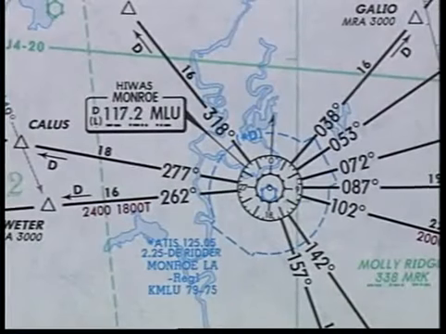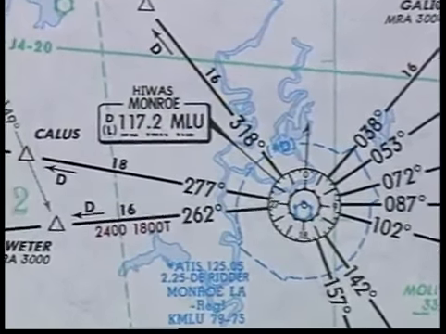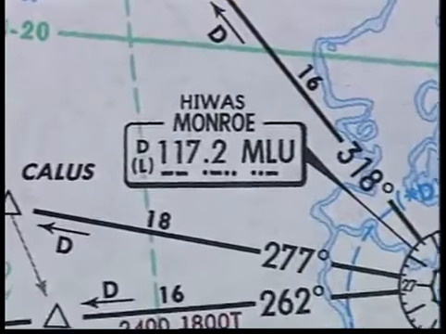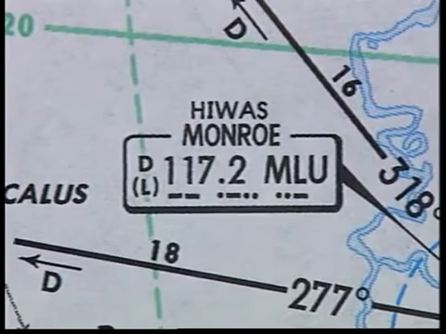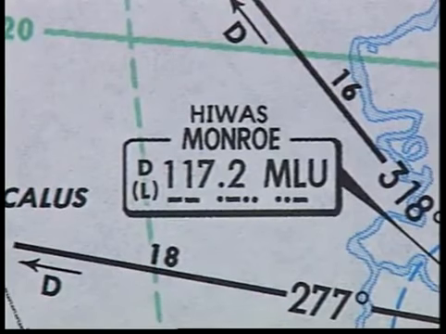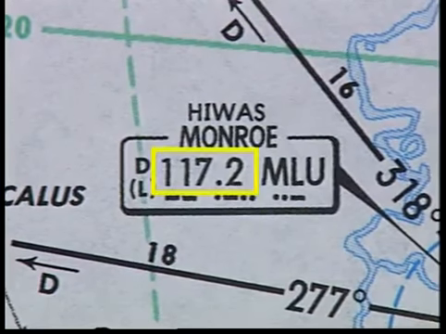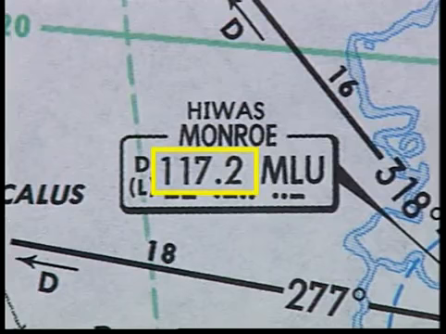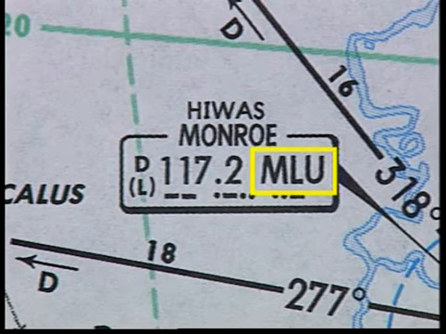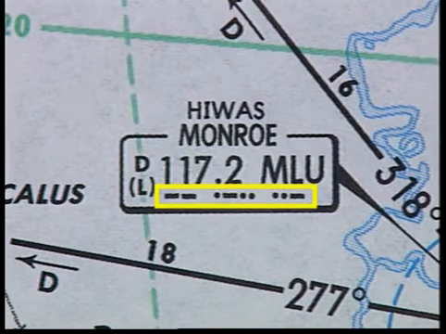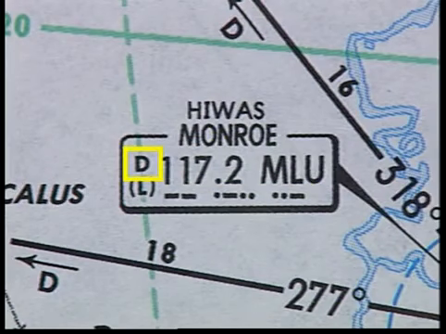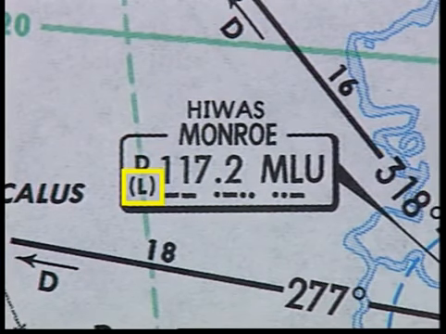Now let's look at the identification and communications data that coincide with the NavAid symbols. When a NavAid is an airway or route component, the identification is given in a shadow box. In this example, the frequency for the Monroe Vortac is 117.2 megahertz. The station's three-letter identifier, MLU, and the Morse code ID are also shown. The D preceding the frequency indicates DME capability, and the L in parentheses represents low-altitude NavAid operational range.